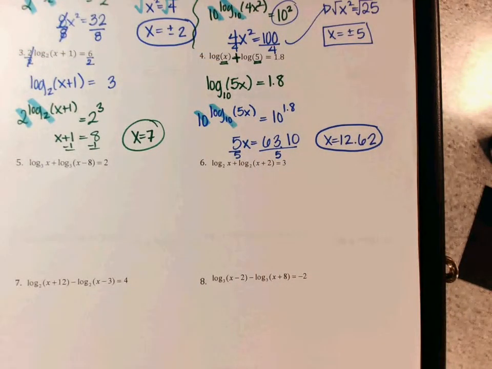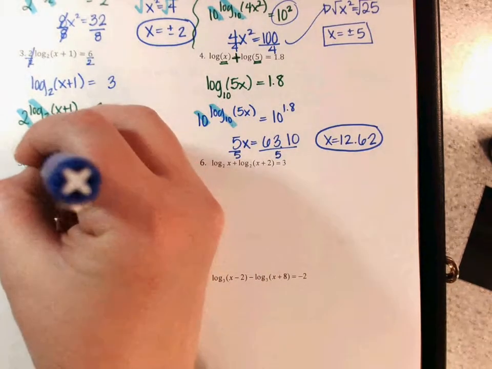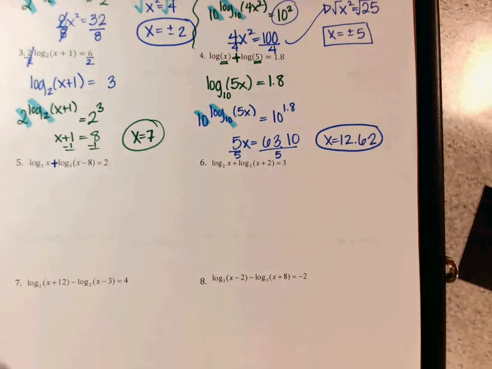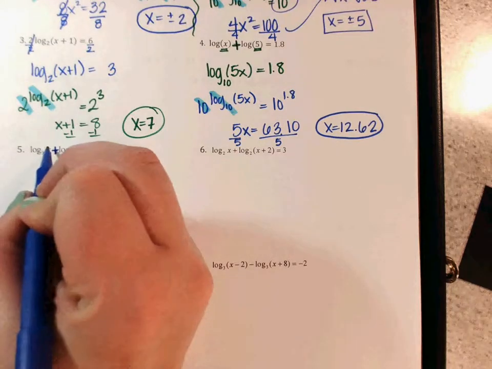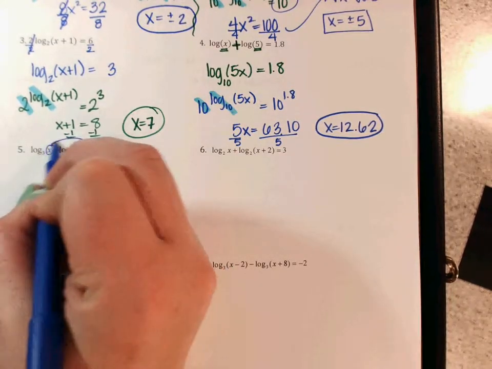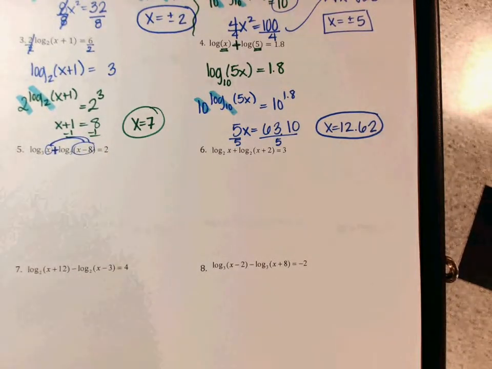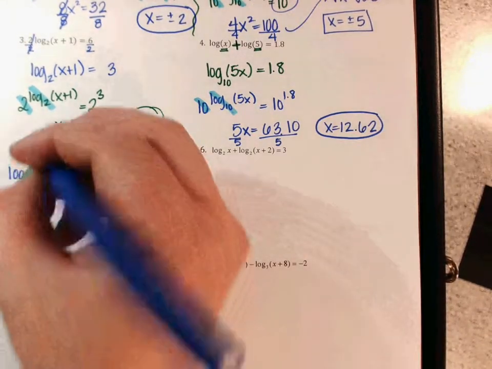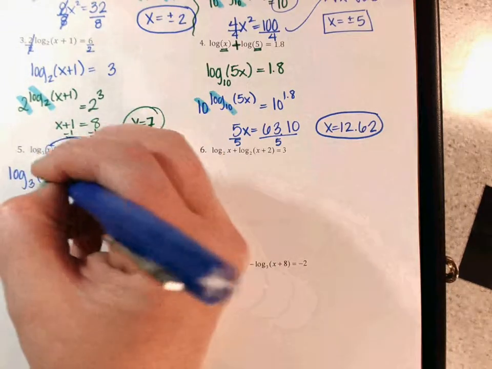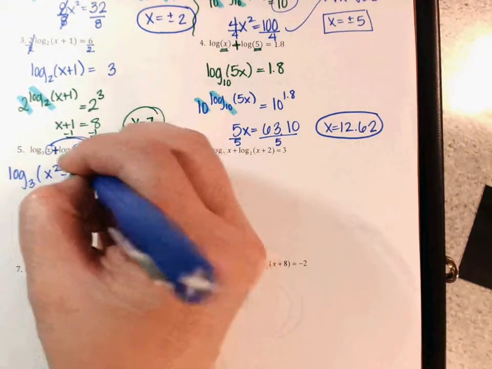Okay, take a look at number, let's do 5, I guess. Okay, we have a plus in the middle. What special property are you going to have to do on this one? Distribute. Very good. So when I combine these two, I'm going to have to distribute the x. So I'll have log little 3, and then x times x is x squared, x times minus 8 is minus 8x.